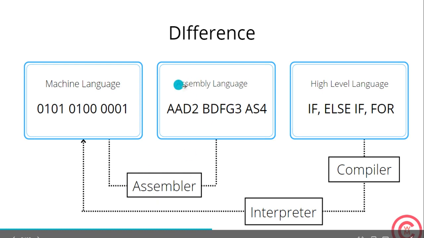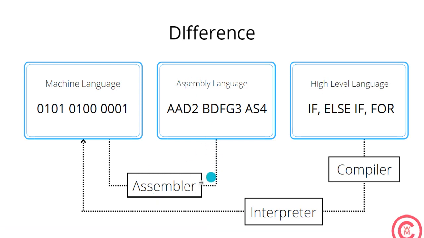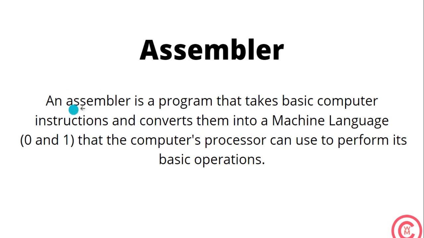See here also, the assembly language needs to turn into machine language, then only the processor can understand, so that we are using an assembler. So what is an assembler? An assembler is a program that takes basic computer instructions and converts them into machine language, zeros and ones, that the computer's processor can use to perform its basic operations. So an assembler is also a program which can change assembly language into machine language to execute it. That's it. Understand it in a simple way.